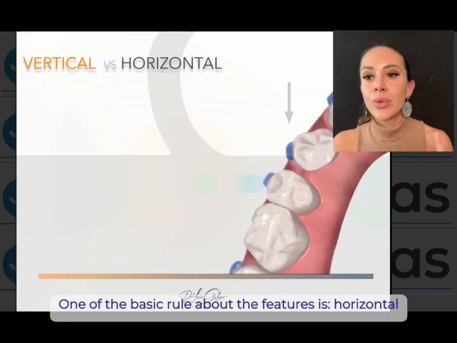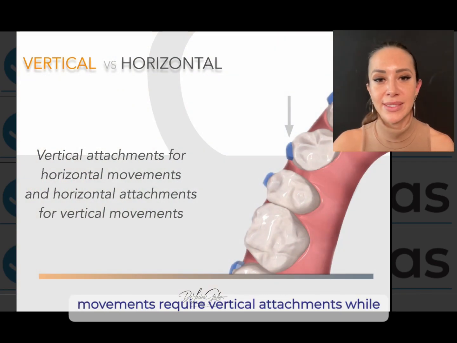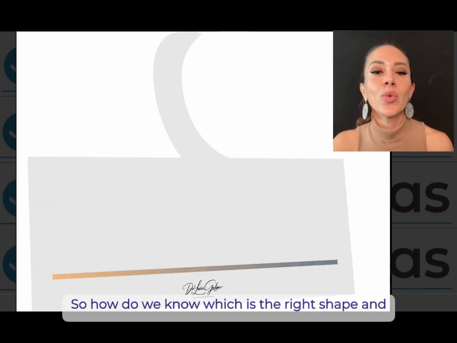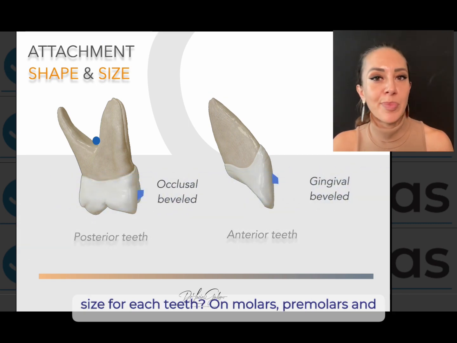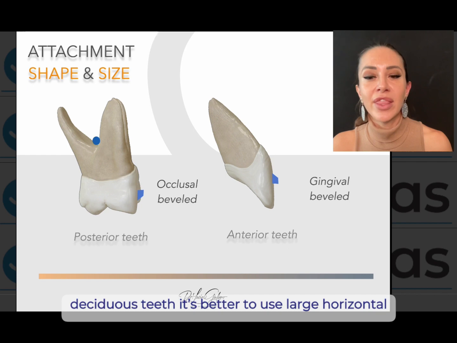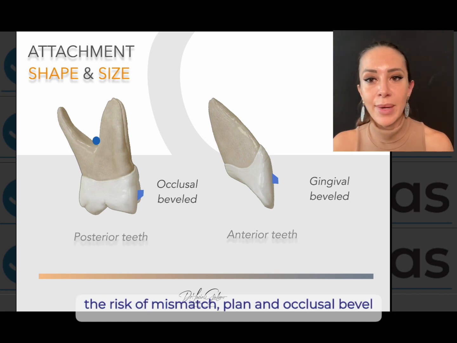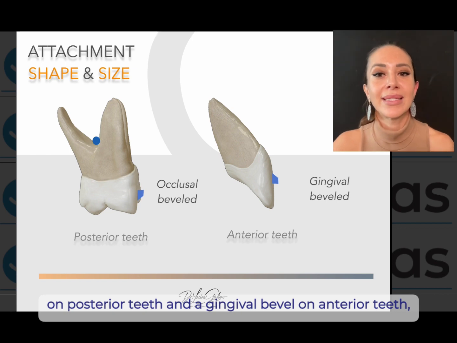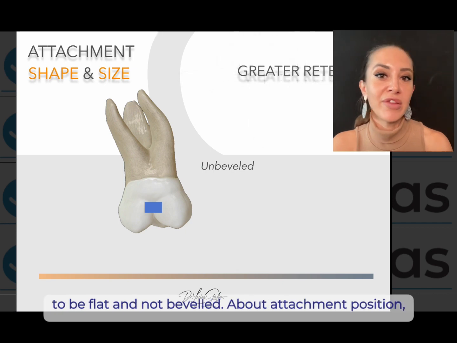One of the basic rules about the feature is horizontal movements require vertical attachments, while vertical movements require horizontal attachments. So, how do we know which is the right shape and size for each tooth? On molars, premolars, and deciduous teeth, it's better to use large horizontal attachments. Some others, in order to decrease the risk of mismatch, plan an occlusal bevel on posterior teeth and a gingival bevel on anterior teeth, even if the active surface of the attachment seems to be flat and unbeveled.